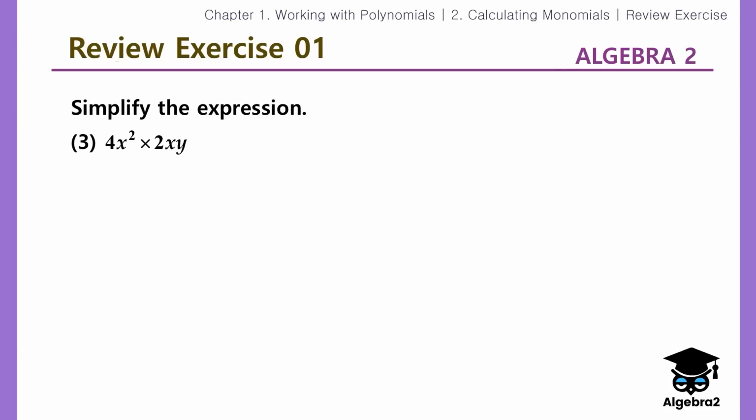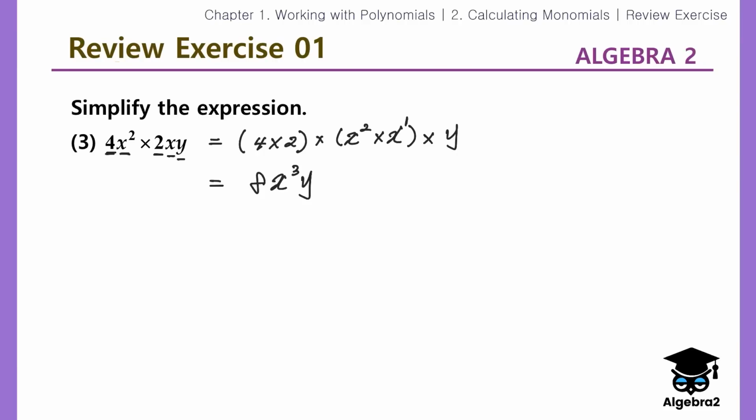Number 3, we have constants 4 and 2, right? So we're going to multiply 4 by 2 first, and variable x squared times x times we have a variable y. So 4 times 2, that's 8. X squared times x, 2 plus 1, right? X to the 2 plus 1, that's x cubed, and we have y.